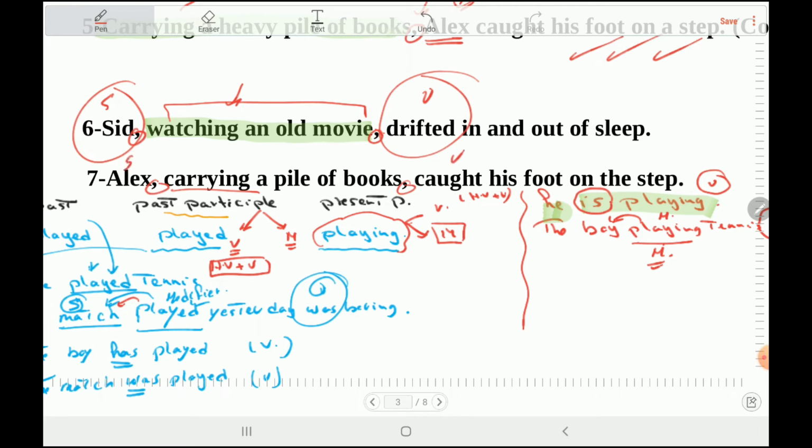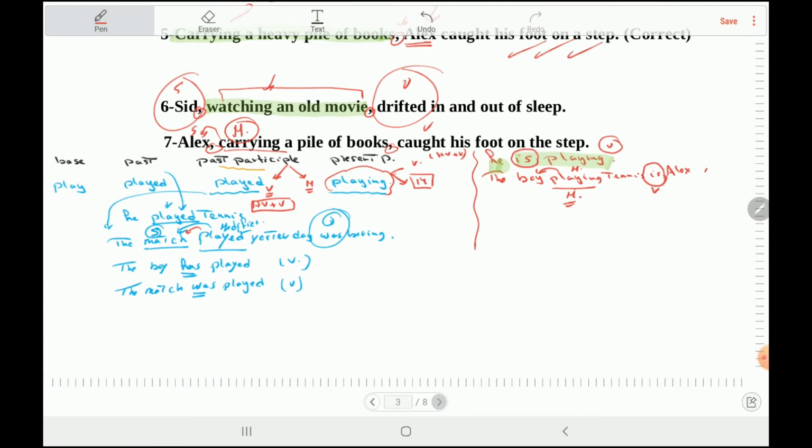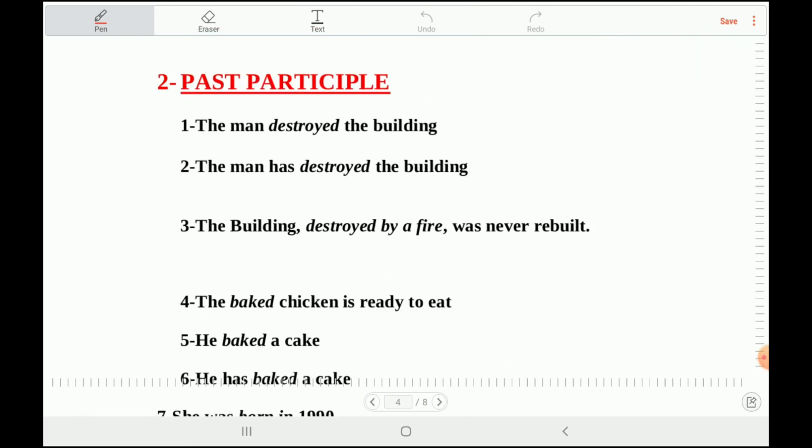Alex is the subject. Carrying a pile of books. Okay, we know that carrying has no helping verb before it. I didn't say Alex is carrying, and I didn't say Alex has been carrying. So that is a modifier, modifying Alex. Okay, done. Thank you. Next.